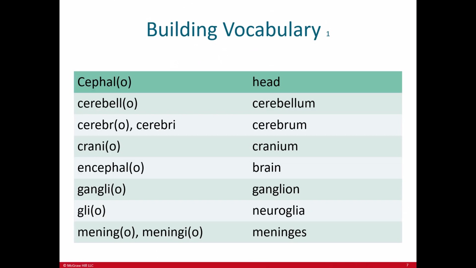Building our vocabulary. So here we have cephalo. Cephalo means head. Cerebello means cerebellum. Cerebro or cerebri means cerebrum. Cranio means your cranium, skull. Encephalo, that's your brain. Ganglio is a ganglion. Glio is neuroglia. Meningo or meningeo is the meninges.